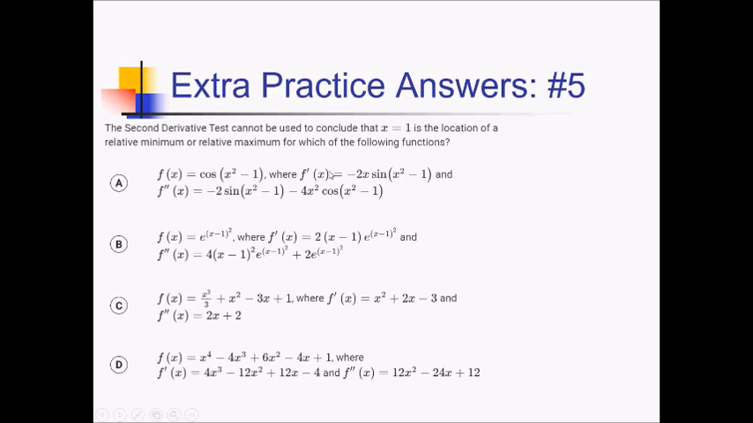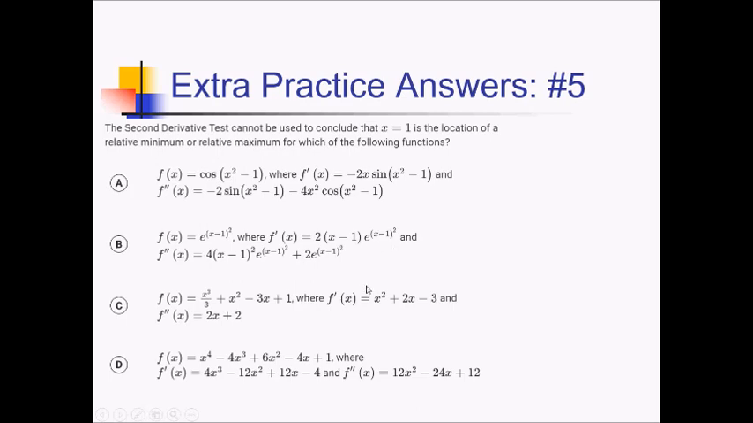For this first function here, if I plug in 1, well, I've got 1 squared minus 1, which is 0, so that's sine of 0, which is 0. That zeroes out everything. So choice A checks out for f prime of 1 equaling 0. On to choice B for that one then. So we've got 1 minus 1, which is 0. That's going to zero everything out. So choice B checks out.